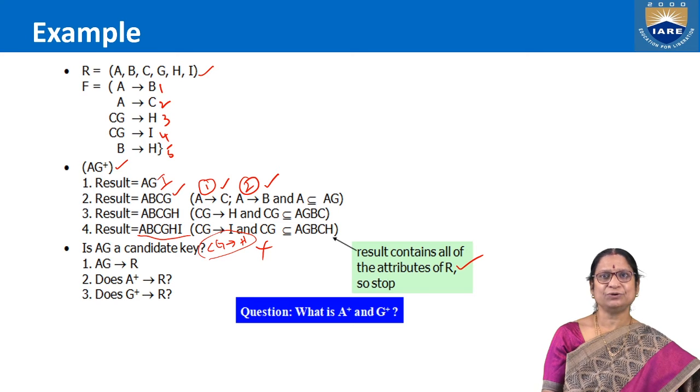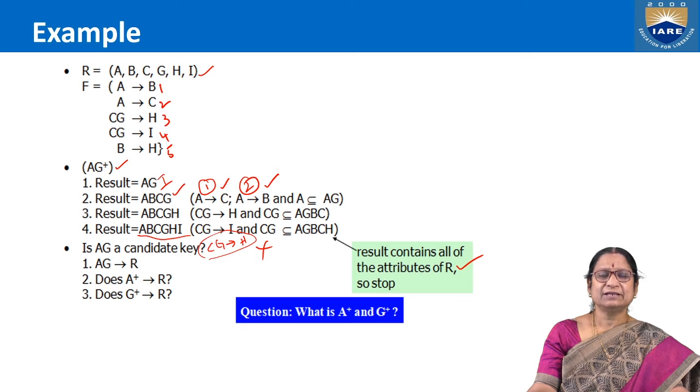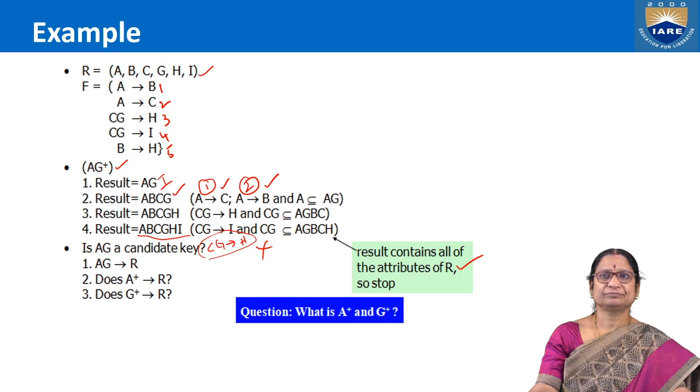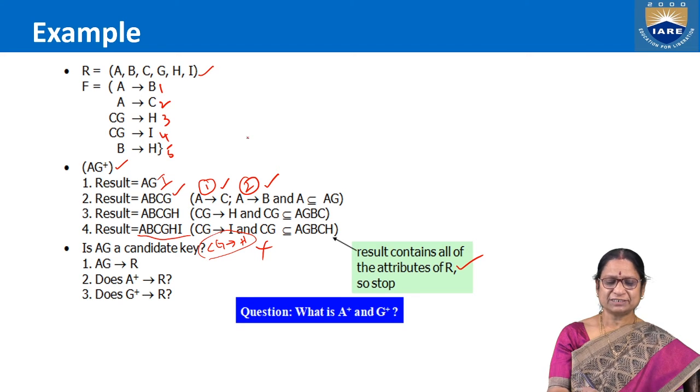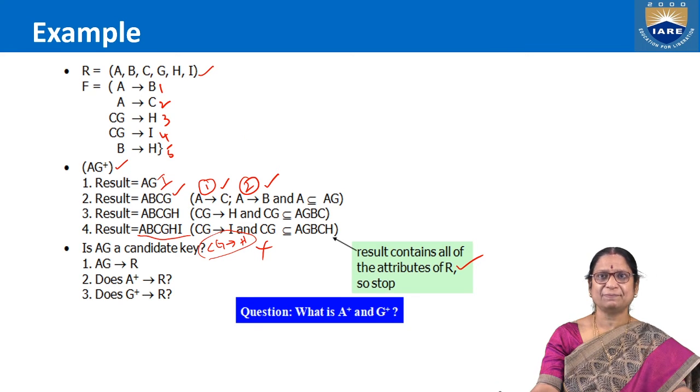The process must be continued, keeping on adding attributes to the attribute closure till the attribute closure consists of the entire relation R, that is all attributes of relation R. Otherwise, there are no FDs to be considered. In this example, FDs are still there, but by this time itself, the result consists of all attributes of R. So we can stop. Now, AG plus I computed. What is the attribute closure of AG plus? AG plus attribute closure consists of A, B, C, G, H, I.